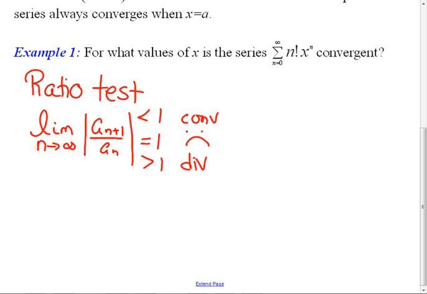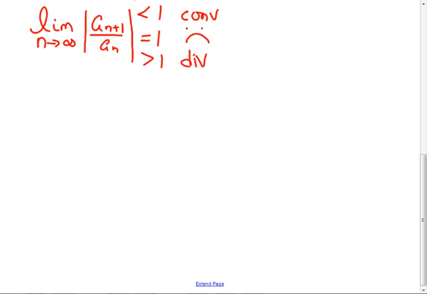And 3 things are going to happen. It will converge on an interval. It could converge at a point. Or it could converge for everything. Or it might diverge. But hopefully I'm going to find x's that'll work. Okay, ready to do this one?